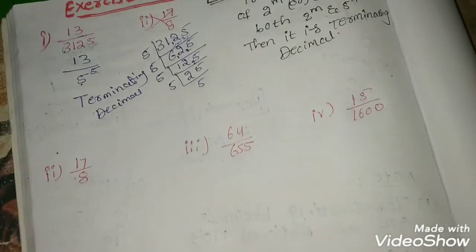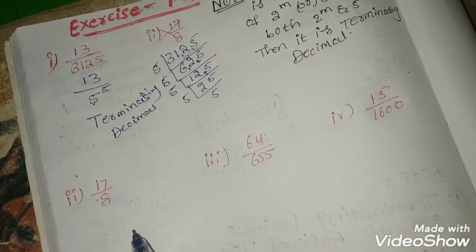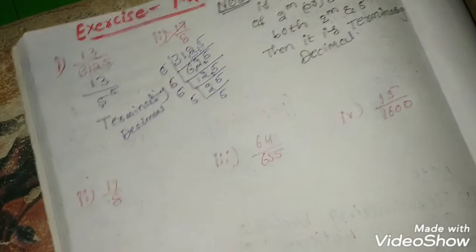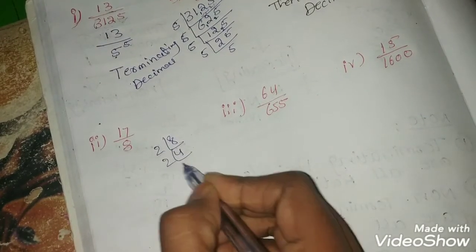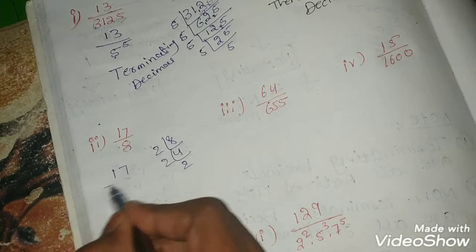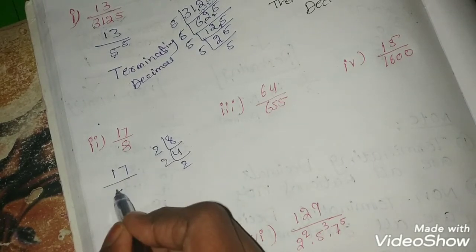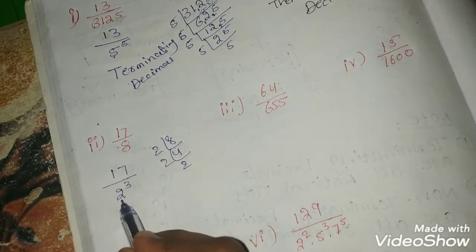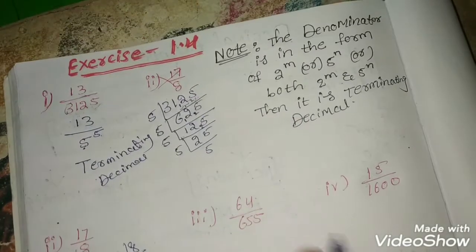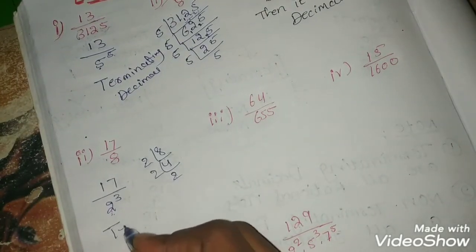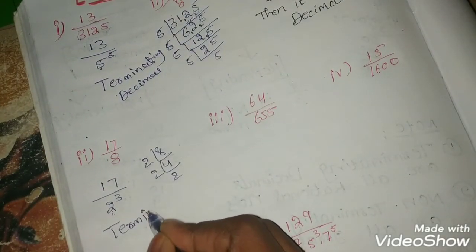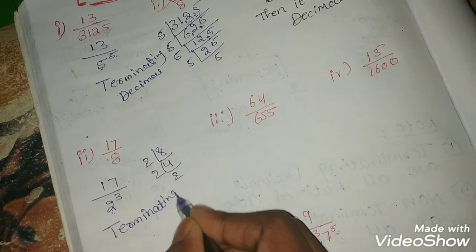Let's check the second question, that is 17 by 8. The 8, how can you find it out? If you do the LCM, 2 fours are 8, 2 twos are 4. What we get? 17 divided by 1, 2, 3 twos, 2 cube. See, this is in the form of 2 power m, right? We get 2 power m. Then you can say this is a terminating decimal.